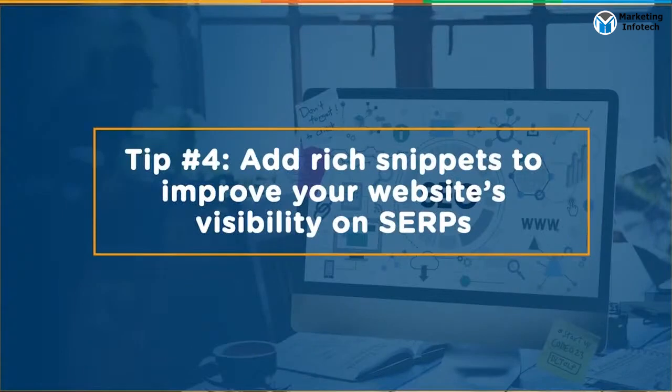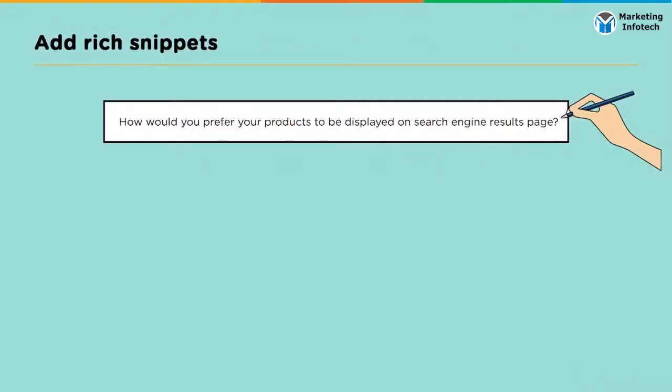It's that simple. Let's start with talking about rich snippets. This is tip number 4. So we want to add rich snippets to improve your website's visibility on SERPs. So tip number 4 is all about rich snippets. So let's start out by asking ourselves, what is a rich snippet?